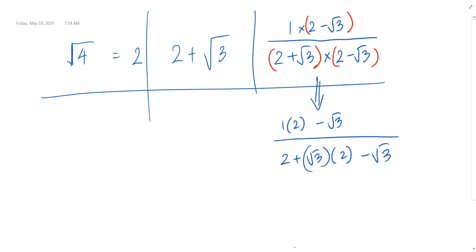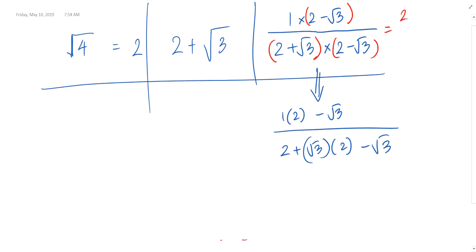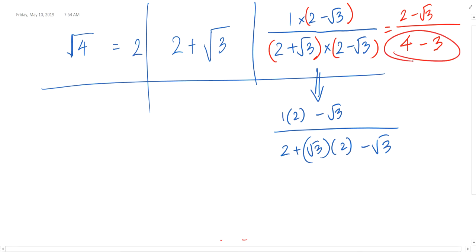Okay? So let's finish up. Over here, what do we have in the numerator? 2 minus square root 3. What do we have in the denominator? 4 minus 3, which is 1. Okay? So this way we are rationalizing the denominator. You see the denominator becomes a rational number already. But the entire thing is still a surd. Okay? So that is the summary for surds.